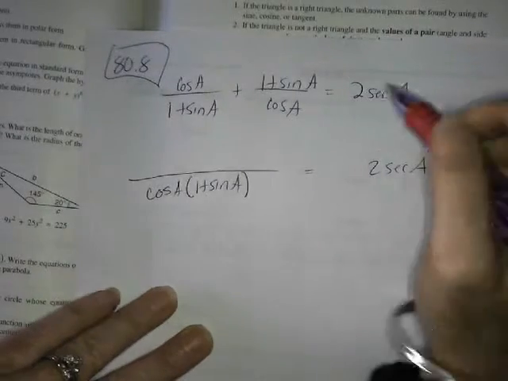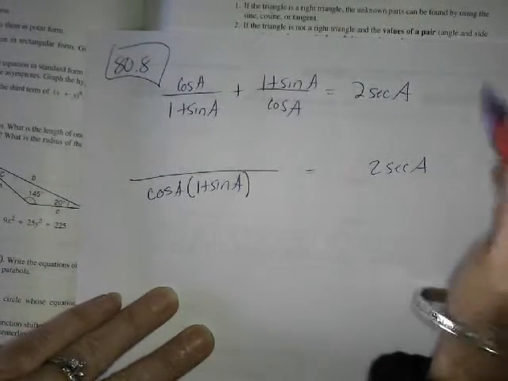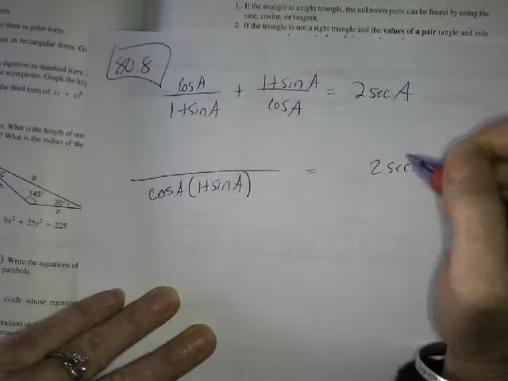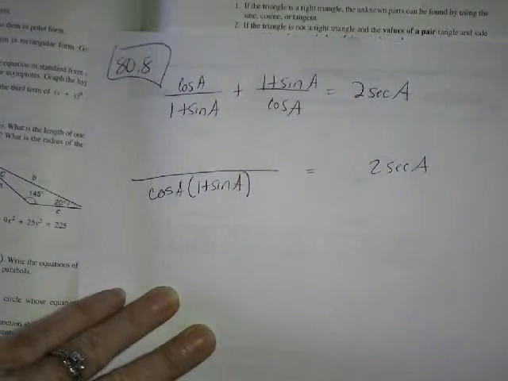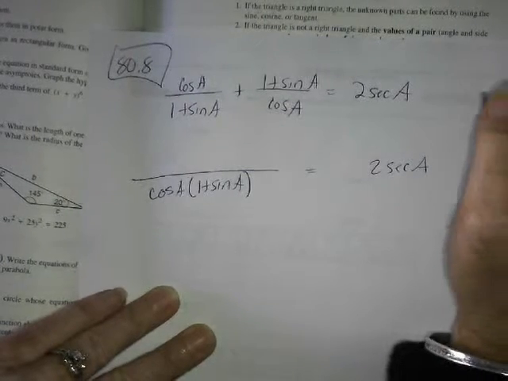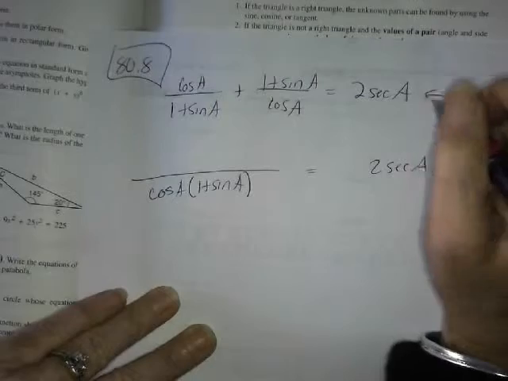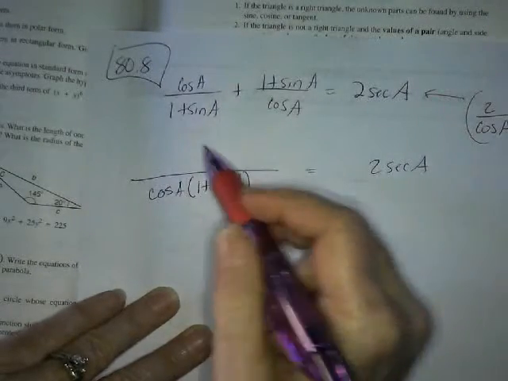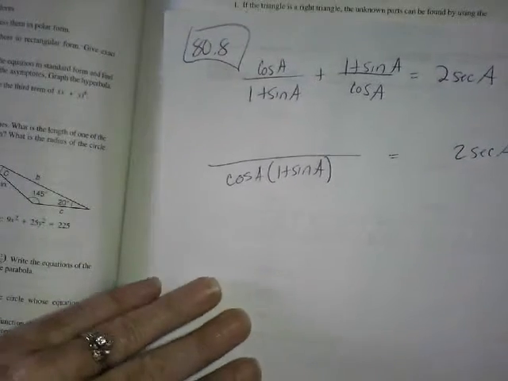And remember, we said that since secant is 1 over cosine, I would be very happy if I ended up on the left-hand side with 2 over cosine A, because that's the same as 2 secant A. So if I ended up with anything like that over here, I would be very happy about that.